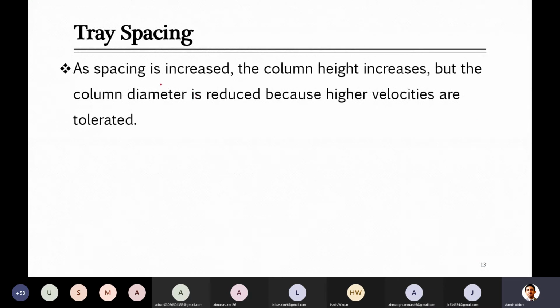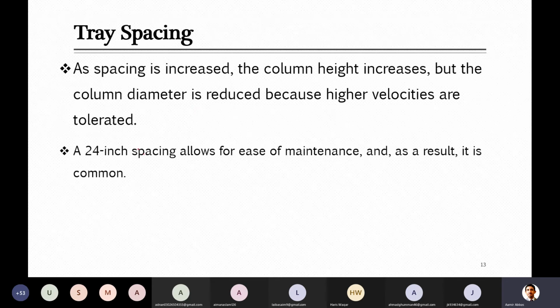So relating to the tray spacing, spacing is increased when column height increases. But the column diameter will be reduced because higher velocities are tolerated. So if we have a large height, in that case you can increase the spacing between the trays, and when we are increasing the space, we will not be reaching this flooding point, as the space between the trays is high or large. So in that case, the liquid which is being carried by the vapor can just be dropped.